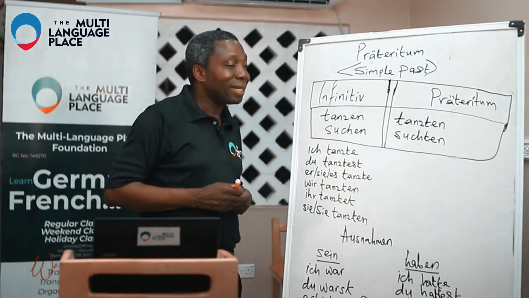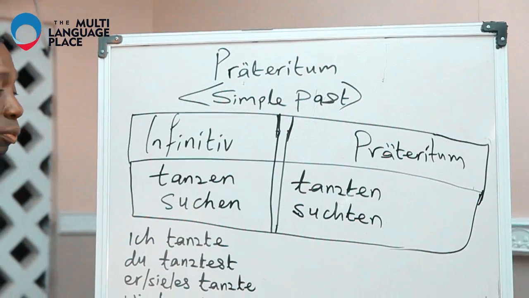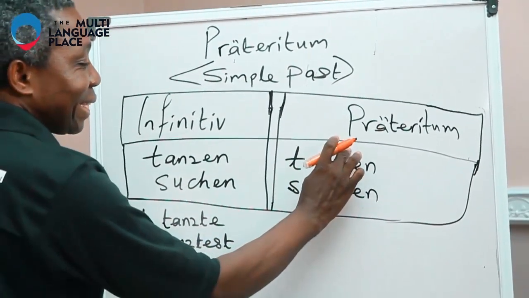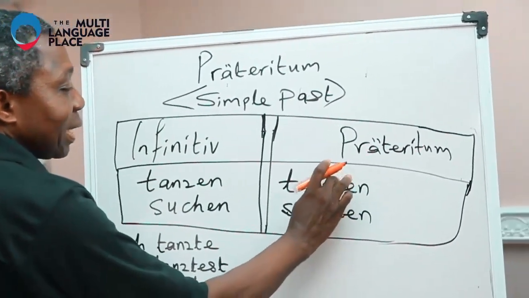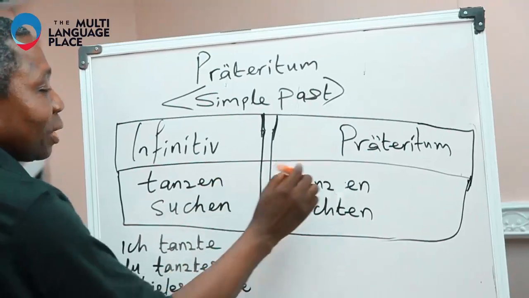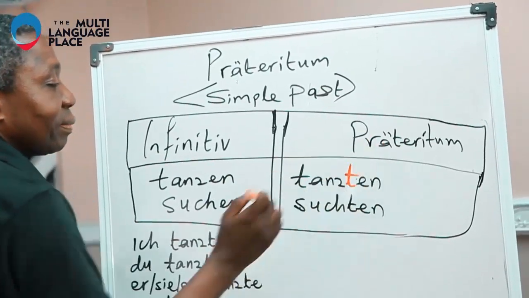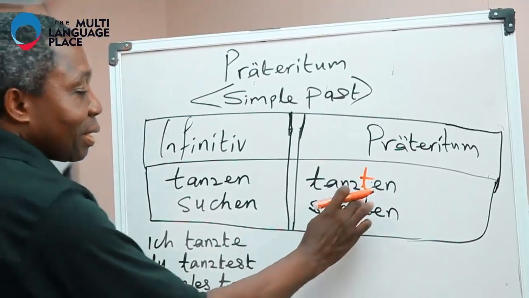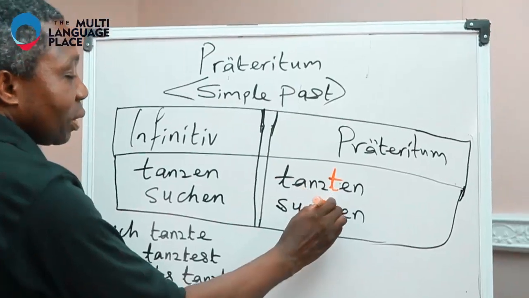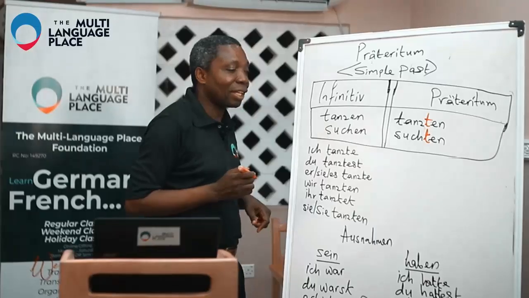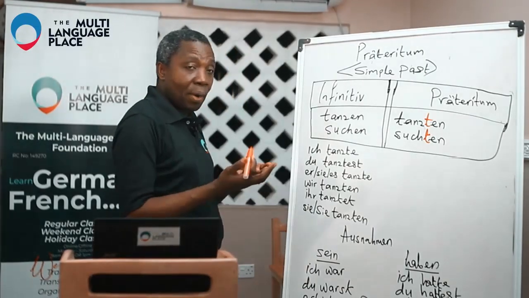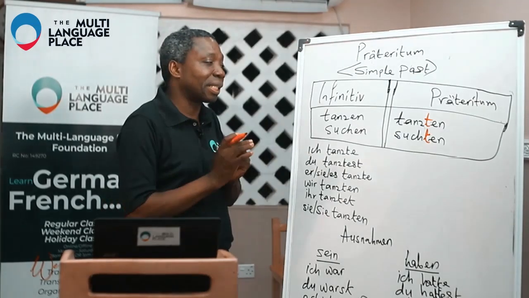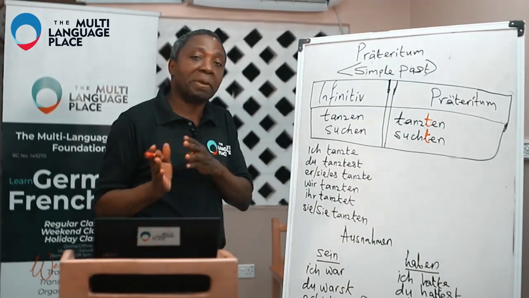And to form the Präteritum, you just smuggle a T between the Z and the E-N, you put a T here. That's the Präteritum form. The same thing here, you see the T here, you smuggle the T here, and then you have the Präteritum form. However, you still have to adjust the Präteritum form to suit the personal pronoun.